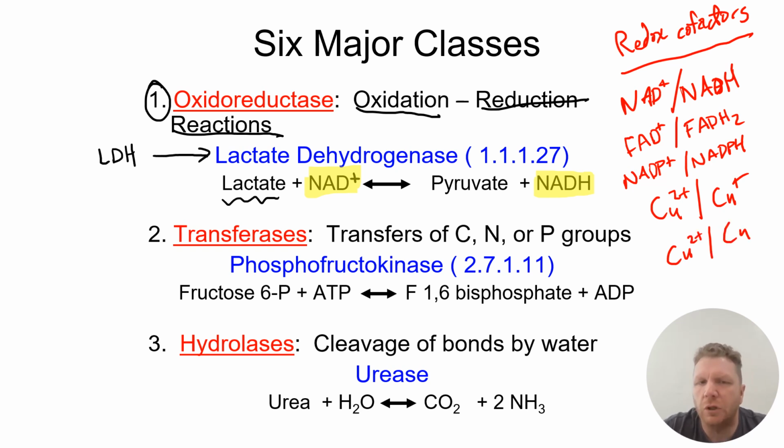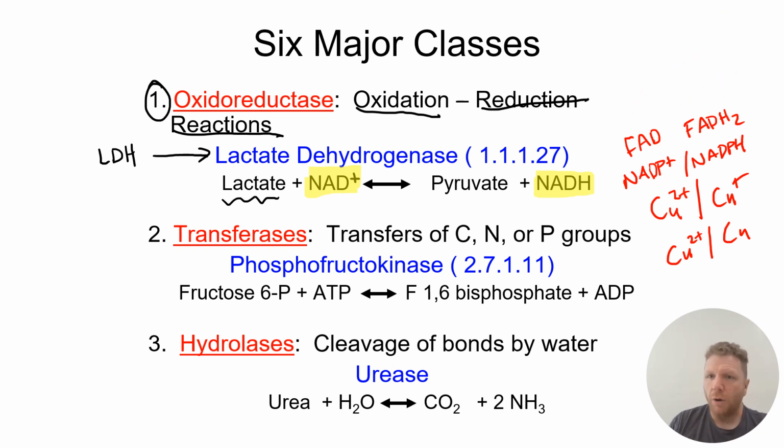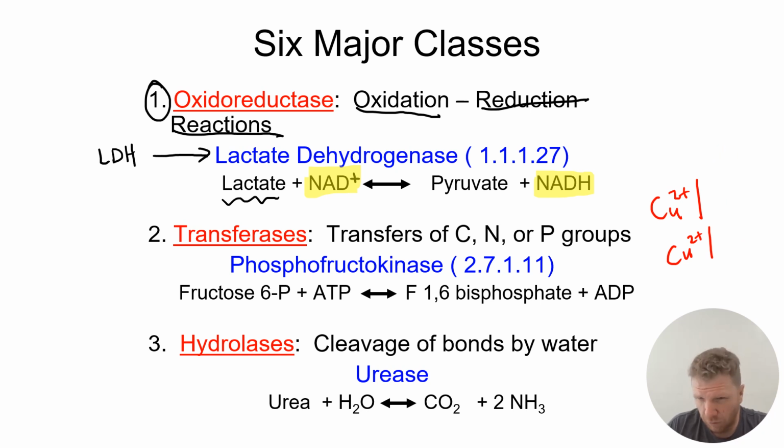So essentially, a species is going to accept or donate electrons in an oxidoreductase reaction. That is one of the hallmarks of an oxidoreductase, the transfer of electrons. All of those are examples of redox cofactors that you might encounter whenever you're talking about an oxidoreductase.